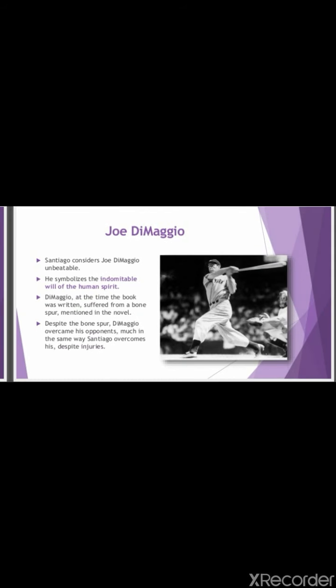The next symbol is Joe DiMaggio. Joe DiMaggio was an American baseball player. Santiago considers Joe DiMaggio unbeatable. He symbolizes the indomitable will of the human spirit. DiMaggio, at the time the book was written, suffered from a bone spur mentioned in the novel. Despite the bone spur, DiMaggio overcame his opponents much in the same way Santiago overcomes his despite injuries.